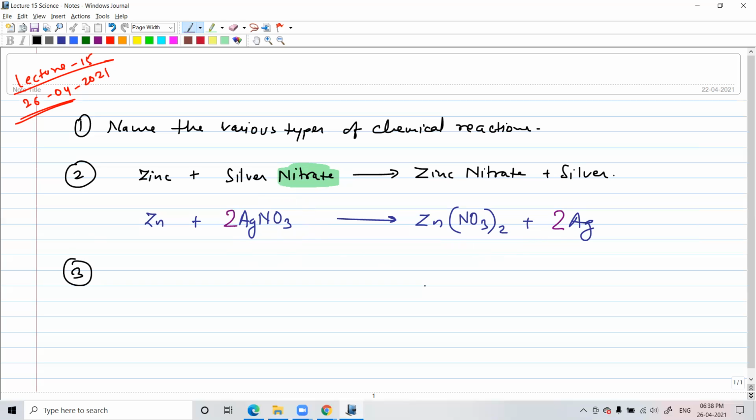This is a displacement reaction, sir. Yes, it is. So zinc went and displaced silver, right? Zinc took the place of silver. So this is also an example of a displacement reaction. Okay.